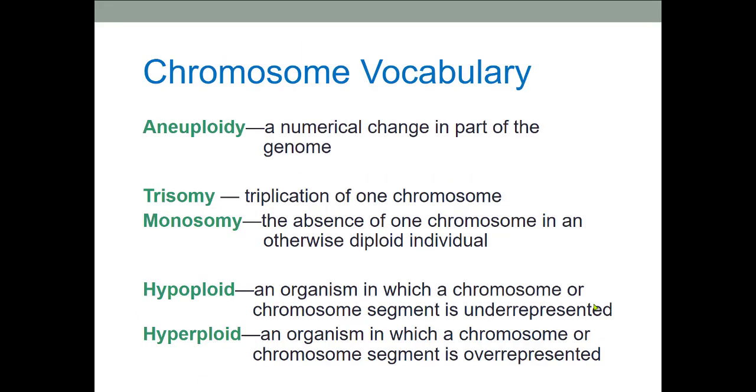So again, the language here, aneuploidy is anything different from normal. Within that, we might think about having specific numbers of chromosomes. So having an extra chromosome in a diploid would be a trisomy. Having only one copy in a diploid would be monosomy. We could talk about hypo and hyper as prefixes to talk about any piece of a chromosome being changed.